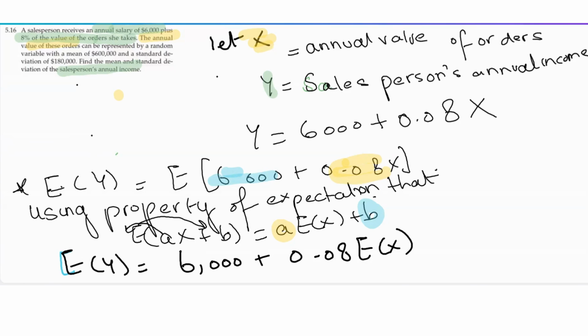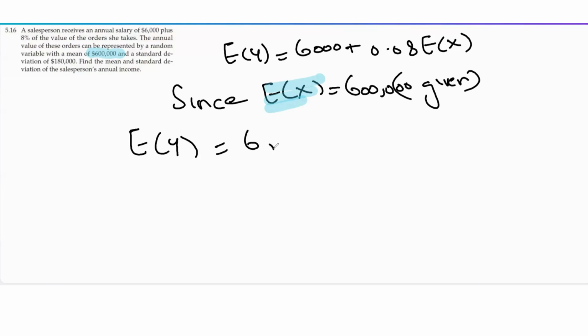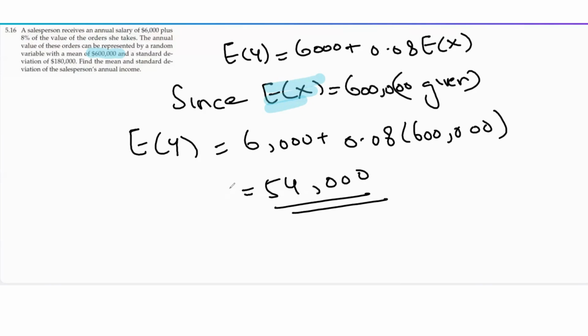So we've written that the expected value of Y is 6,000 plus 0.08 times the expected value of X. Now, the expected value of X is 600,000, which is given to us in the question. So the expected value of Y is 6,000 plus 0.08 times 600,000, which is equal to 54,000.